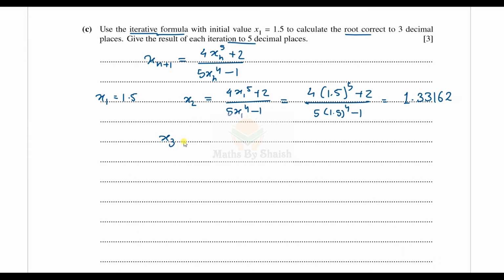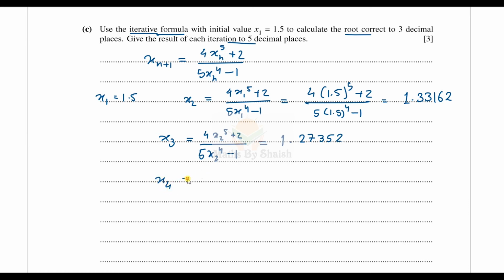So now we can find x3. x3 will be like 4 times x2 power 5 plus 2 over, wherever you see xn in this iterative formula, we are going to use the previous value. So it is going to be 5 times x2 power 4 minus 1, and in place of x2 we are going to put this one, and this answer is coming as 273,516. So it is 2.